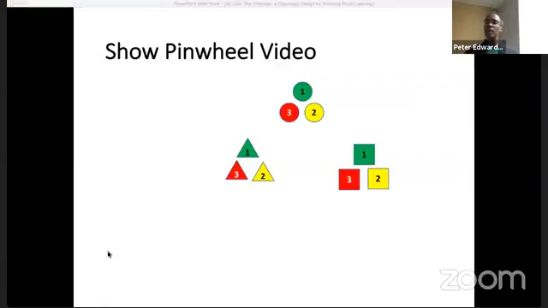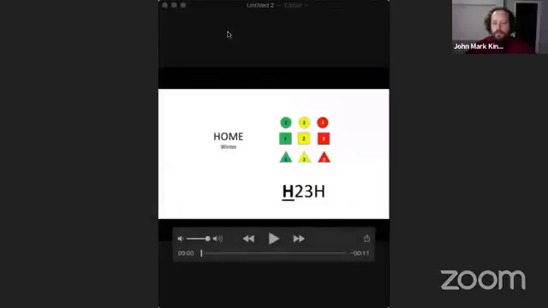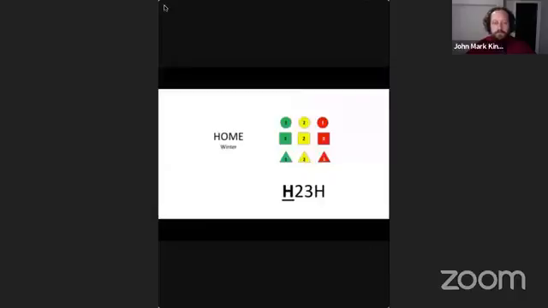So let's see how... what you're saying is that a really important part of the pinwheel is how students move to different groups. Yes, okay, absolutely. All right. We have a video of it, I think, right? We do. And as soon as we can see that, we'll see.